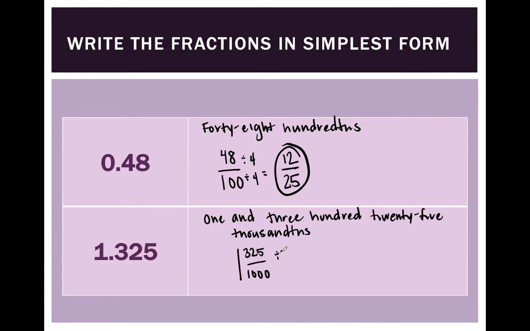And just for the sake of not making this video run too long, the greatest common factor here is 25. And again, if you don't recognize 25 first, that's okay. Maybe you recognize 5 and you divide by 5, and then you divide by 5 again. That's also fine, but just for the sake of time, I'm going to do it in one step by dividing by the greatest common factor, which is 25. So that gives us 1 and 13/40 as our fraction in simplest form.